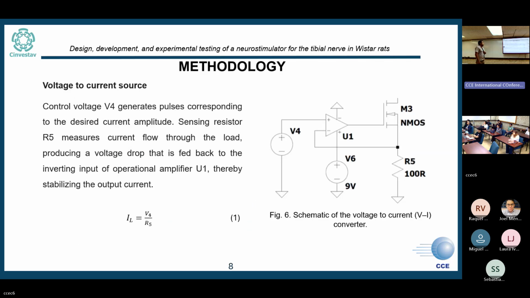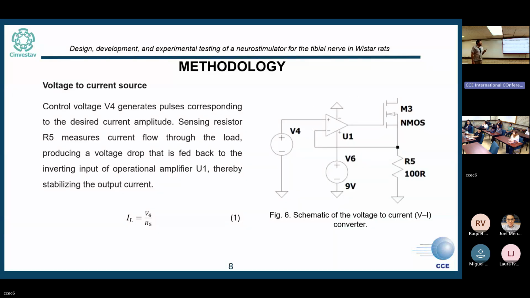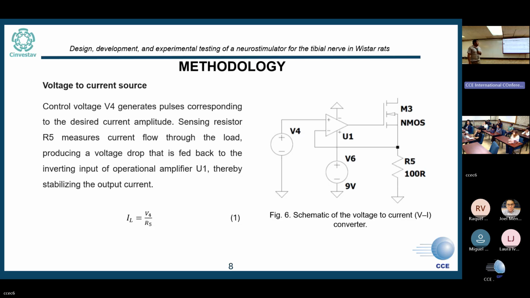So we use a conductance amplifier to control the magnitude of the current. So we use the pulse that is generated here in this subcircuit, and B4 represents the pulse that we use. This pulse we convert to a magnitude of current. We use the resistor R5 to sense the drop voltage through the resistor. And with this, we can create a feedback to the amplifier to control the current through the load.